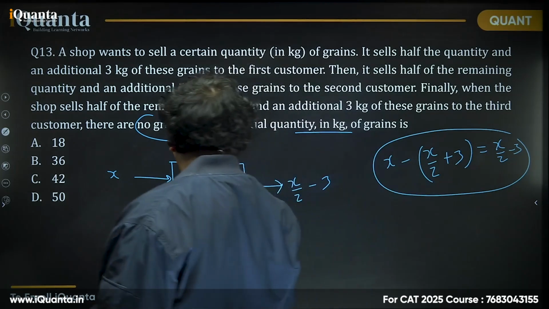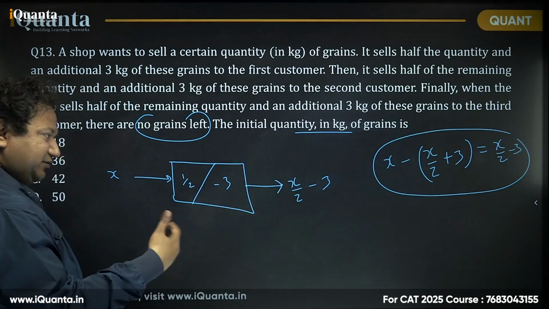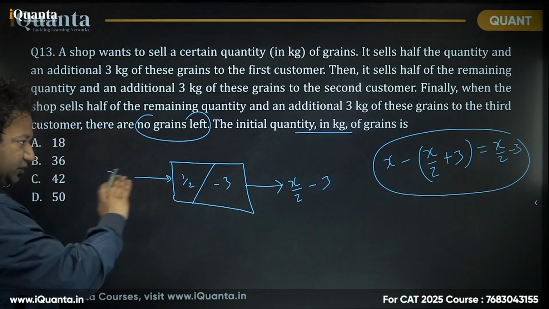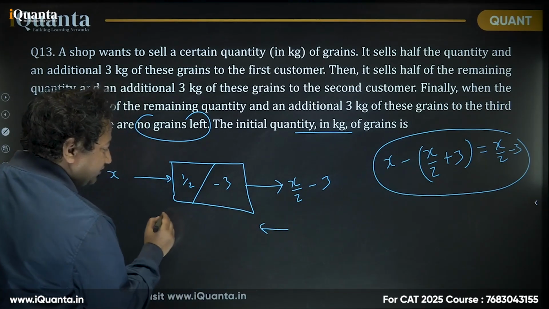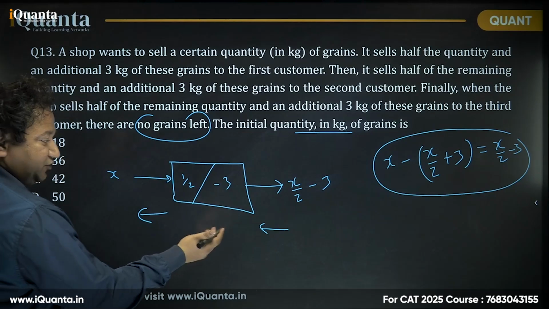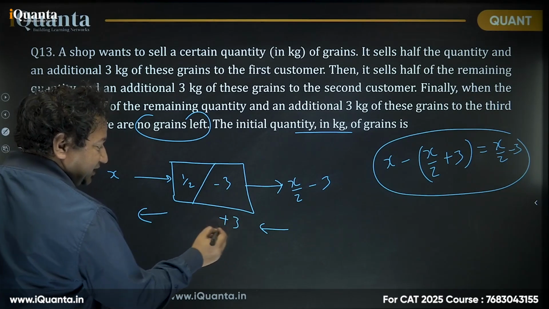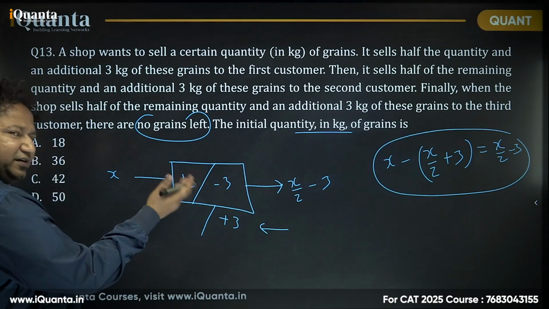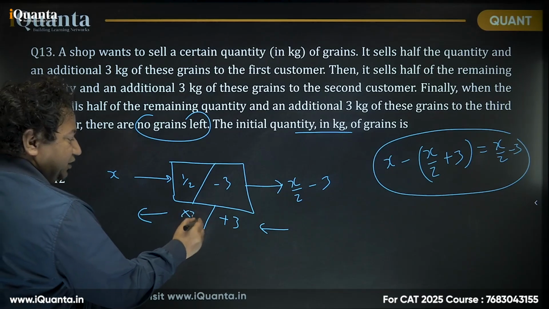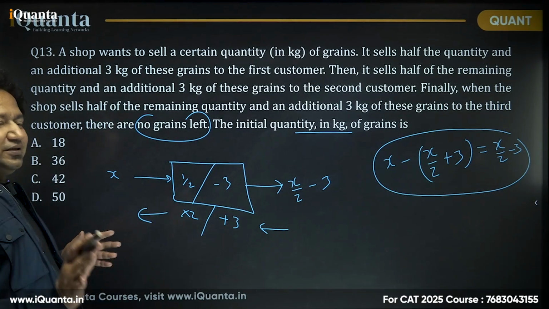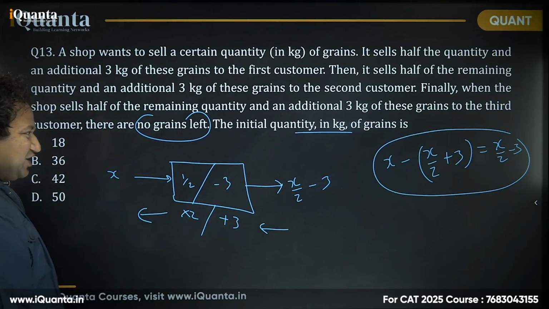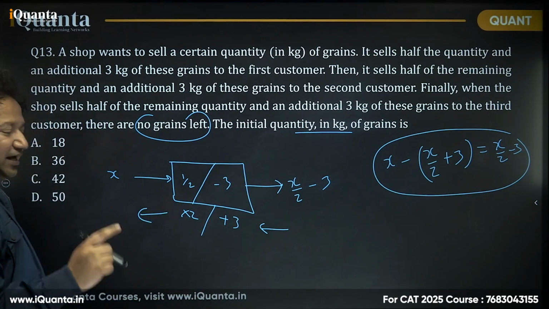So instead of doing it 3 times, what if I reverse the sequence? From this forward direction, it's half and minus 3. So the backward direction must be the opposite: the opposite of subtraction is addition, plus 3, and the opposite of division is multiplication, multiplied by 2. So if something goes from here, it should first be added 3 then multiplied by 2. Perfect. So we need to do it 3 times.